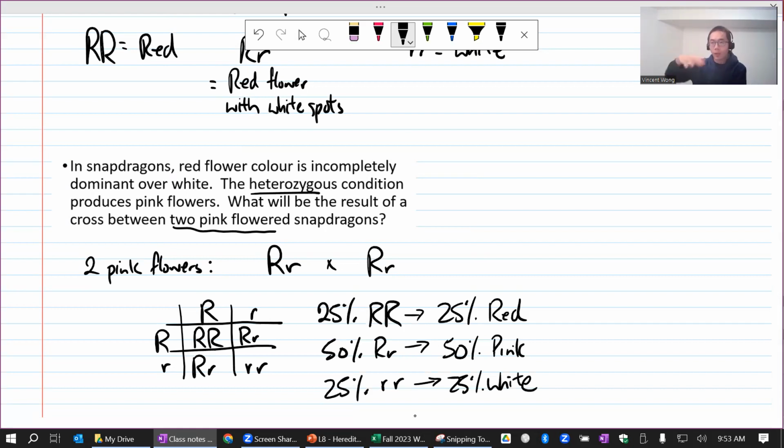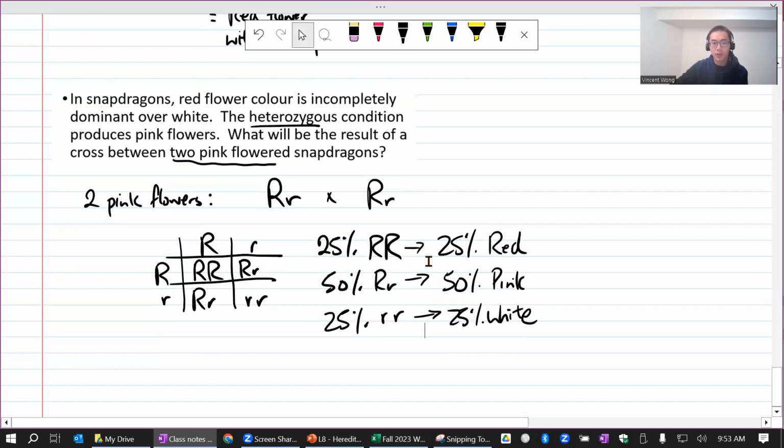Before, right, before we learned these things, we used to group these together, right? And say 75% red, right? But that's only for dominant and recessive relationship. This is not that. Okay? This is two different things because of the incomplete dominance. Do we have any questions?